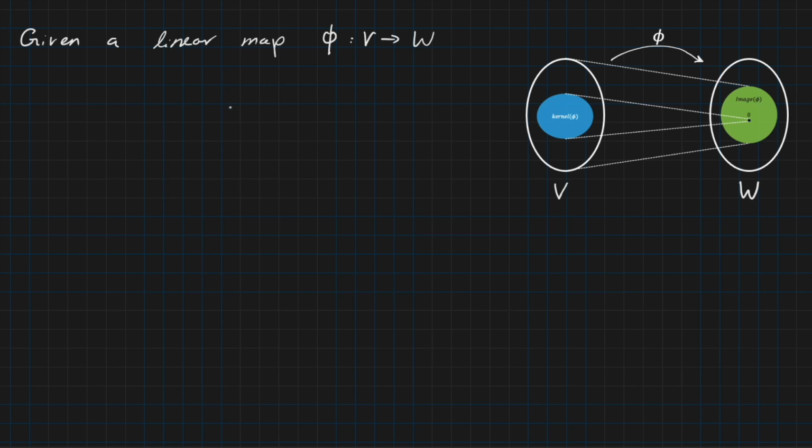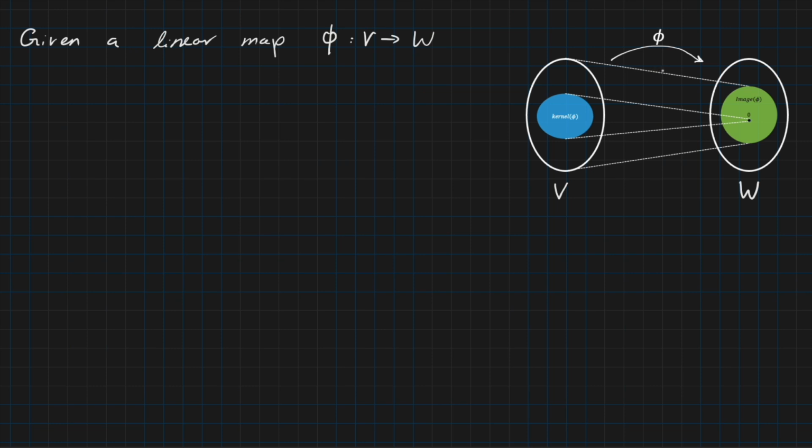Hi, today we are looking into linear maps between vector spaces V and W. So you can also see it on the right hand side. We have two vector spaces V and W and a linear map between them. We call it phi here. And in particular we are interested in the kernel and the image of a given linear map phi.